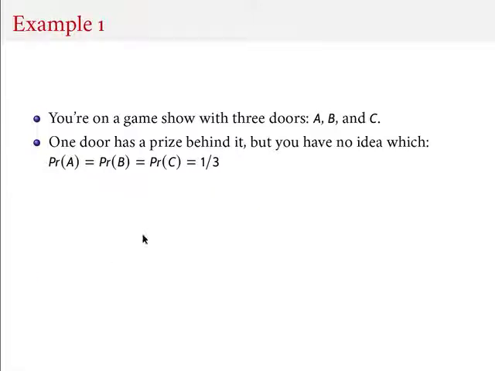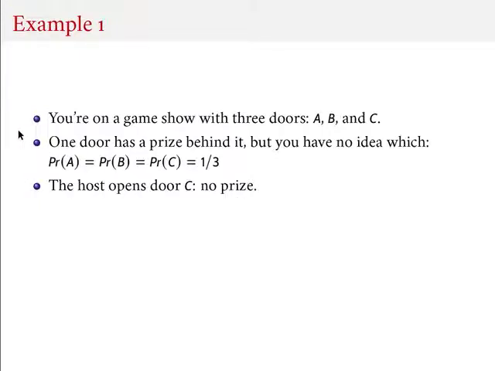A, B, and C stand for the claims that the prize is behind that door. So A means the prize is behind door A, B means the prize is behind door B, and C that the prize is behind door C. Because you have absolutely no idea which door has the prize behind it, your unconditional probabilities in each of A, B, and C is the same. It's 1/3 for each. Because you know that the prize has to be behind one of them, but you do not have any idea which. So you split 100% probabilities three ways between them equally.